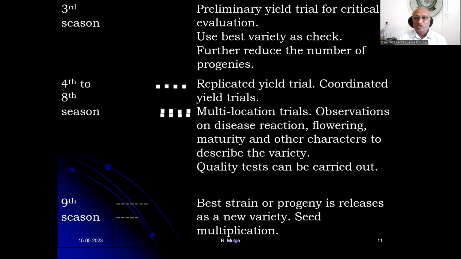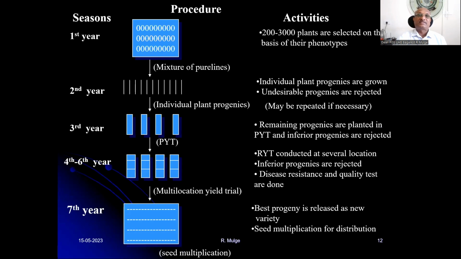Multi-location trial also, it should not be more than a dozen varieties, I mean, the lines. So within that, you have to have the description of the varieties which you are pushing for the release, further process. So in the 9th season, the best strain or progeny is released as a new variety. And you need to multiply the seeds. You have got very few plants there. You have to supply the seeds of that particular line to a large area. So you have to multiply the seeds. So that is the general picture.